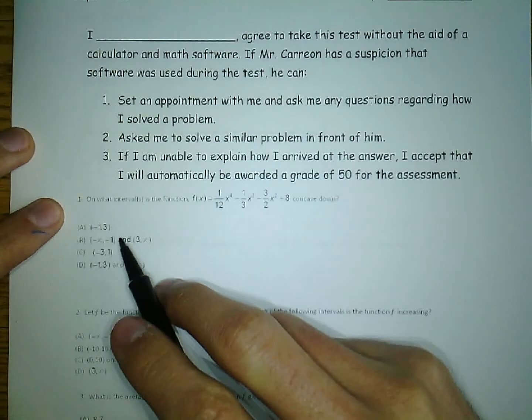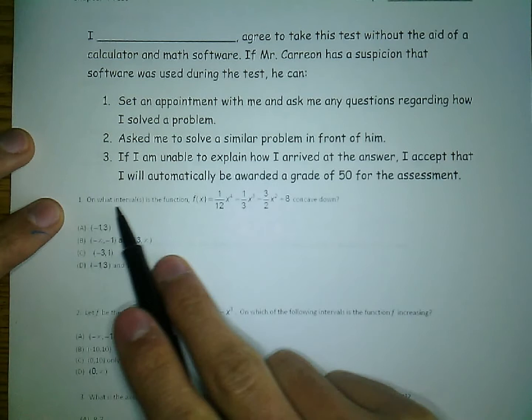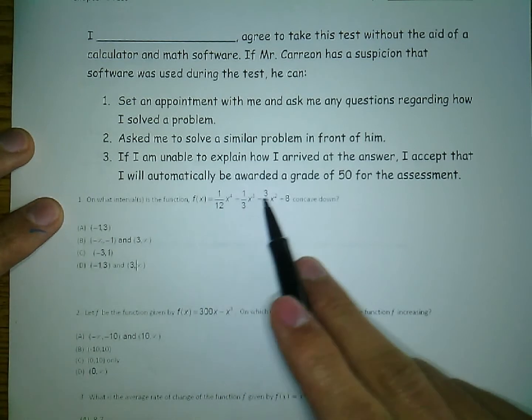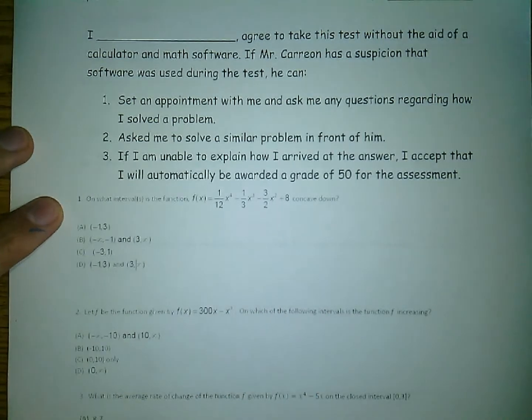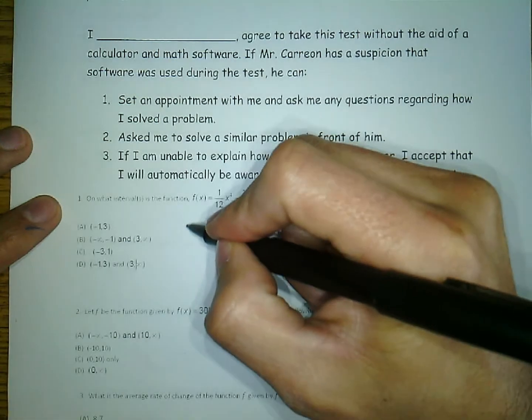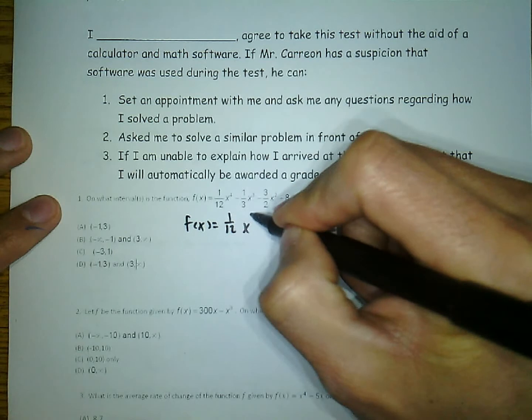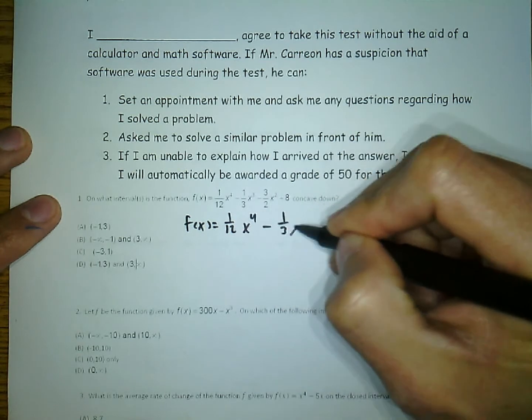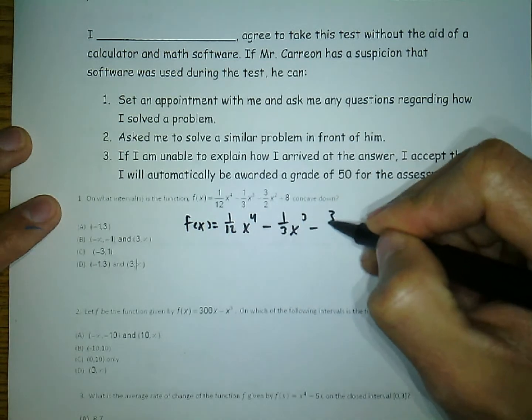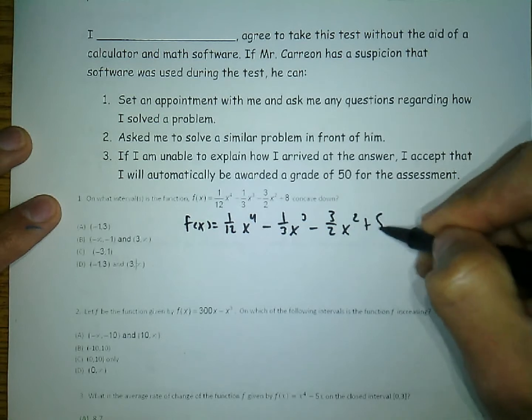So question number 1, I know it's a little blurred, it says on what intervals is the function f of x concave down? To figure out concavity, I want to take two derivatives. The function you were given is f of x equals 1/12 x to the 4th minus 1/3 x to the 3rd minus 3 over 2 x squared plus 8.